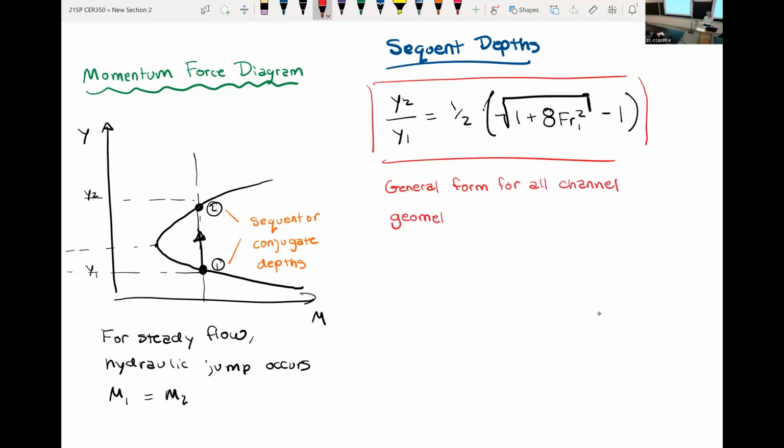Now we're going to take this back and look at that example problem we started last class, where we used conservation of energy to find the depth immediately downstream of the spillway. We've got the reservoir water surface going over the spillway, and immediately downstream, what's the depth? Now we're going to look at what the depth of water will be after the hydraulic jump that we want to occur downstream of the spillway.